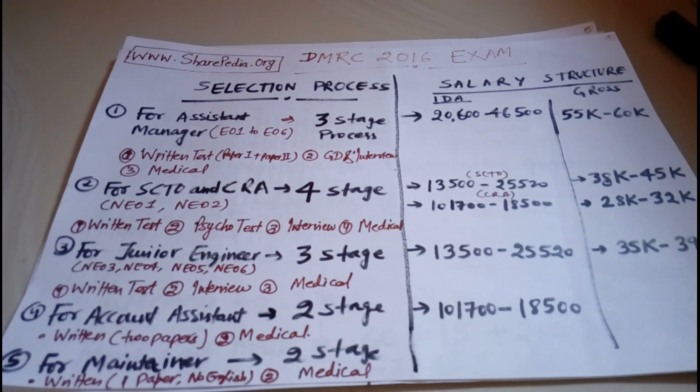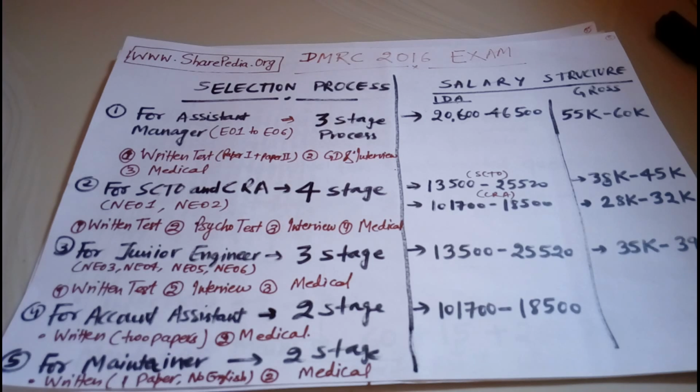And if I talk about junior engineers, it basically consists of a 3-stage process. It consists of the JE 03 post, JE 04 post, JE 05 post, and JE 06 post. The first stage is the written test, paper 1 plus paper 2, the second stage is the interview, and the last one is medical. If you qualify paper 1 plus paper 2 and the interview and rank high in the merit list, then you will be called for medical and document verification.